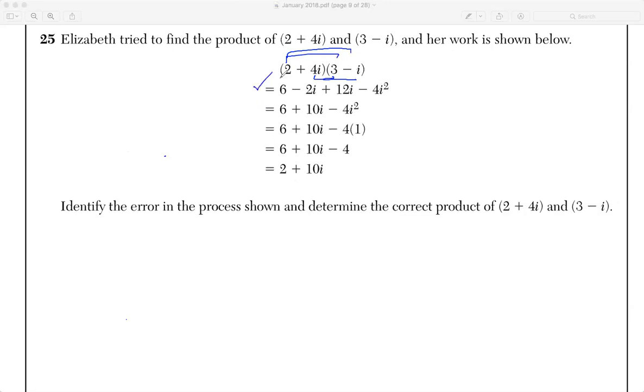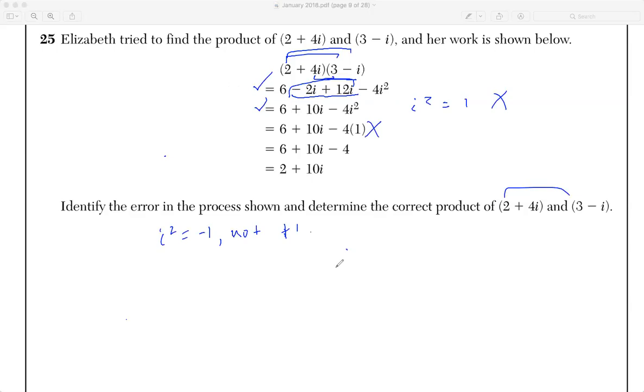This step's good. She combines these to get 12i minus 2i is 10i. This step's good. She converts i squared into 1. That is not good. This is the mistake right here. So you would say i squared equals negative 1, not positive 1. So that's her mistake.